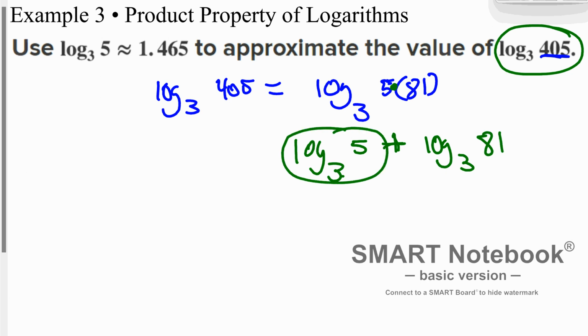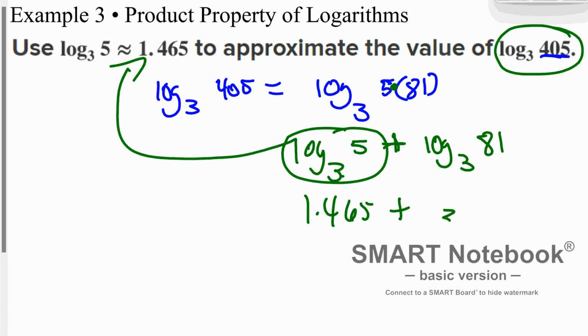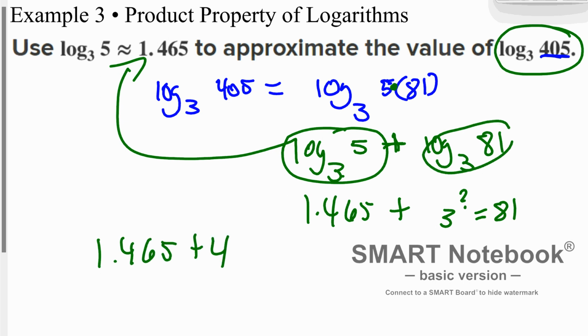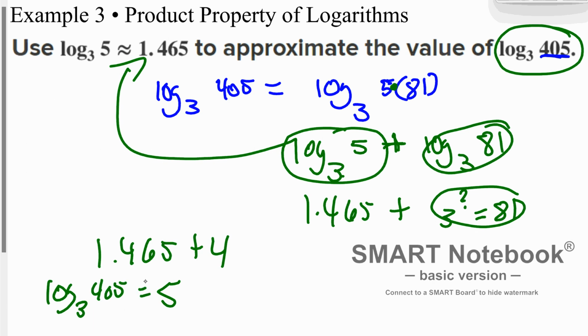Now I know the first answer because they gave it to me, 1.465. And this one I can rewrite as an exponent: 3 raised to something equals 81. So 3 raised to what is 81? That would be 4, correct? So 1.465 plus 4, because 3 raised to what is 81? That's 4, so I can add those. So my answer for the log base 3 of 405 equals 5.465.